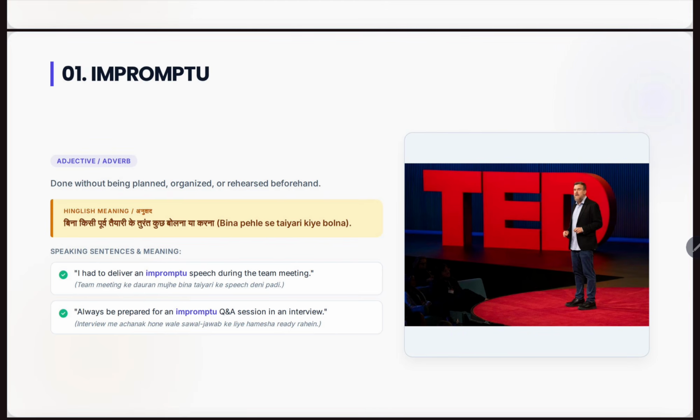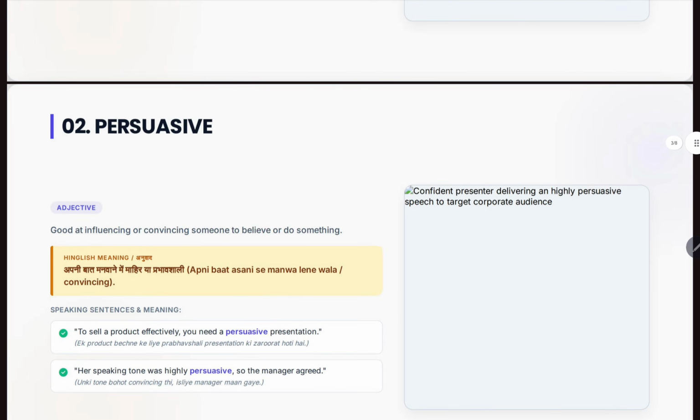Now your task is that you have to write 5 sentences in your language, either in your notebook or in the comment box section. Or you have to speak, you have to practice 5 sentences daily. You can practice here also, because without practicing we cannot speak English. Practice is very important. Okay, so the meaning is impromptu. Now let's quickly jump to the next word.